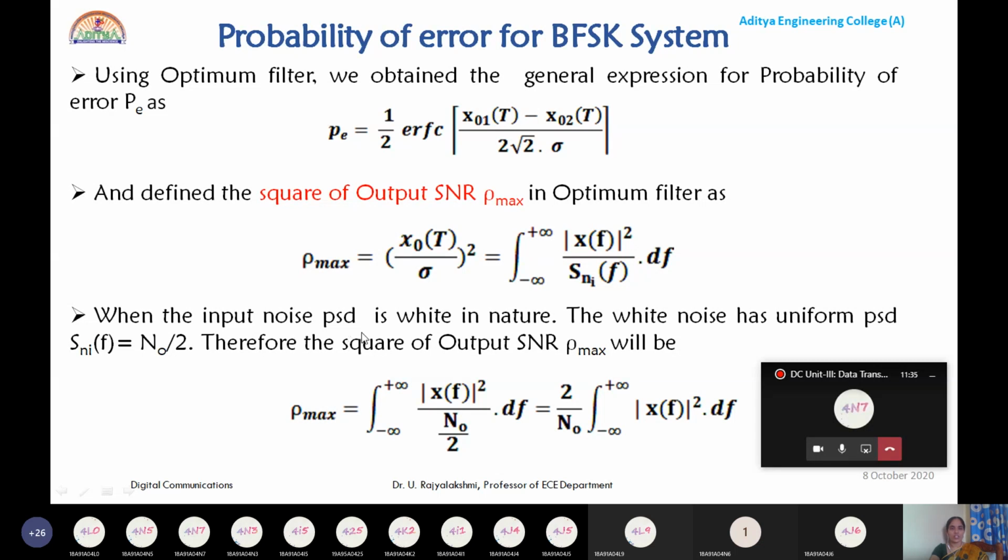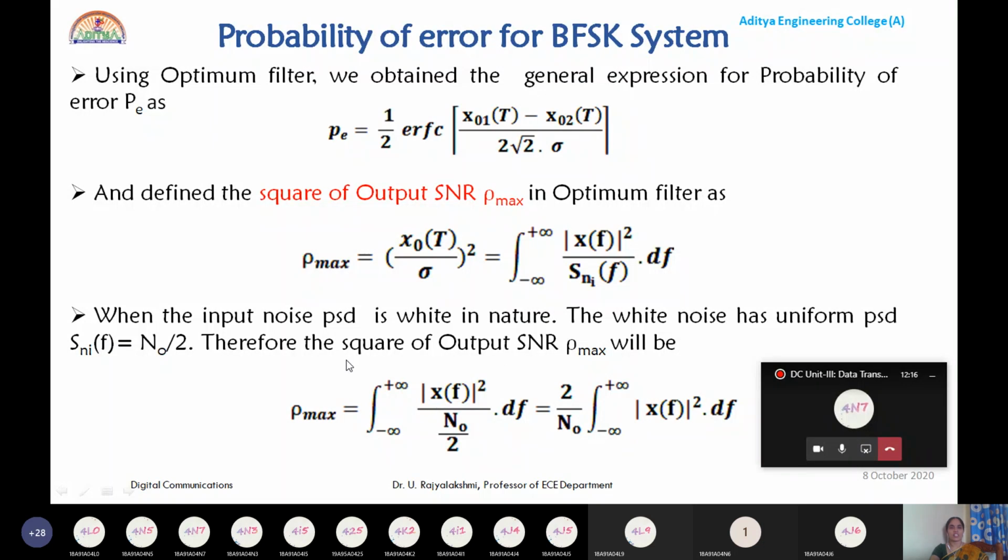Whenever the input noise PSD is white in nature, we assume that the Gaussian noise is white. That means it will have uniform power spectral distribution, and the input noise Fourier transform is assumed to be N0 by 2, because the noise has a bell-shaped distribution. So SNI of f will be N0 by 2, where SNI of f is the PSD of input noise, or you can say the Fourier transform of input noise.